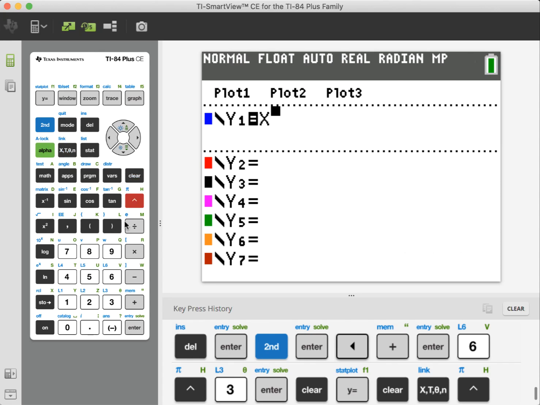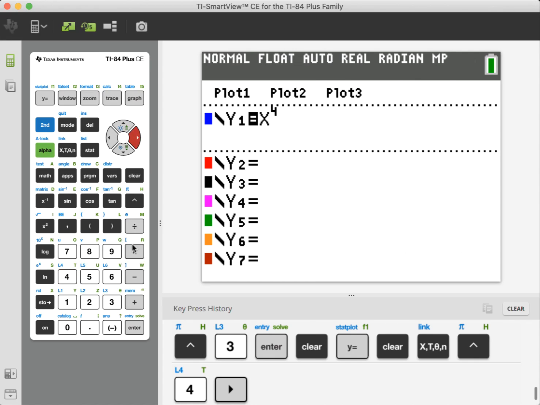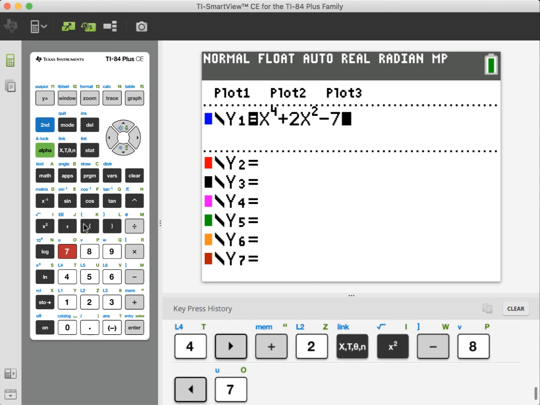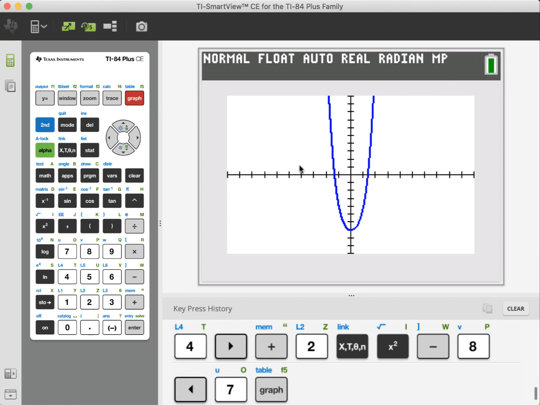X to the fourth power plus 2x squared, and then let's say minus 8, or something like that. And let's make it minus 7. That's fine. And then let's graph this. Notice that we have something that is symmetric with respect to the y-axis. When it is symmetric with respect to the y-axis, then this function is what we call even.